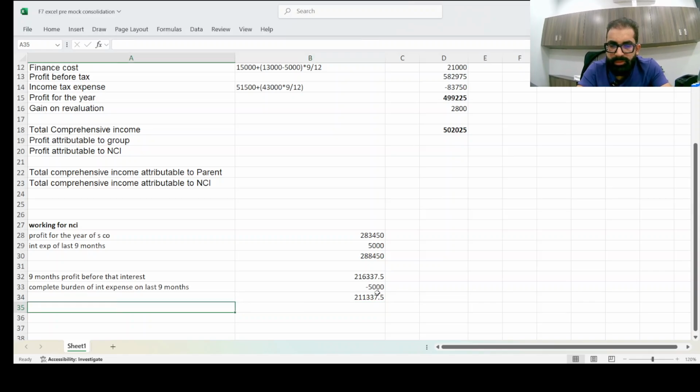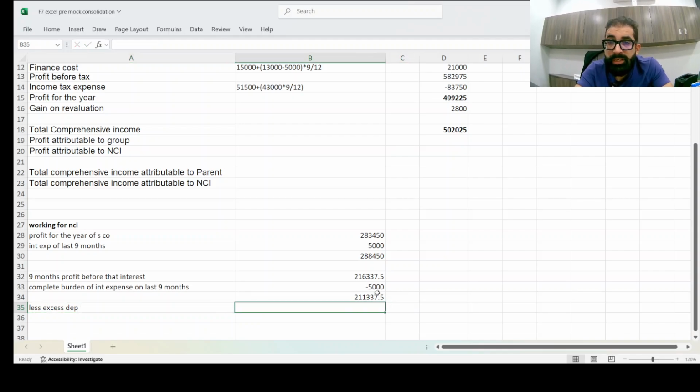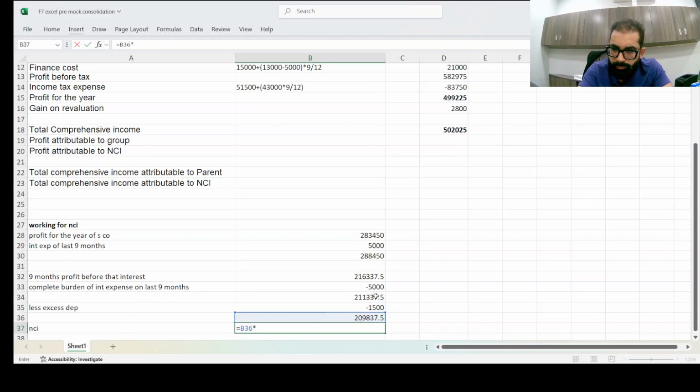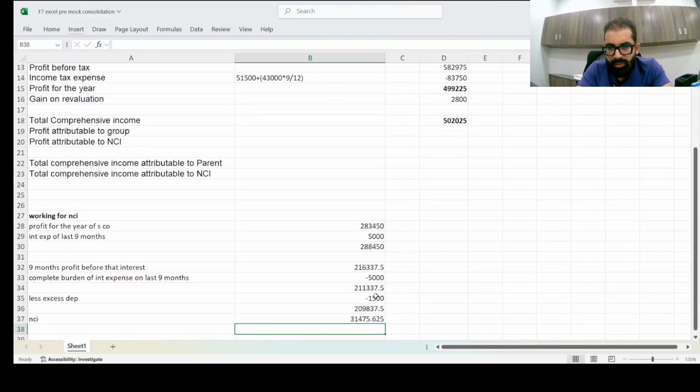One more thing, there was excess depreciation in the last 9 months, remember? And that is already apportioned, 1500. So this amount is 209, and now for NCI you need to apply 15% on it, which equals 31475. That is your NCI. Let me hold for a few seconds to help you recall, but I'm sure I have taught you.